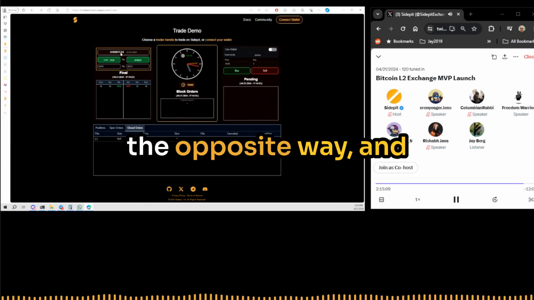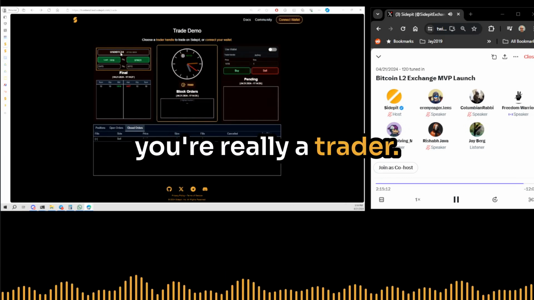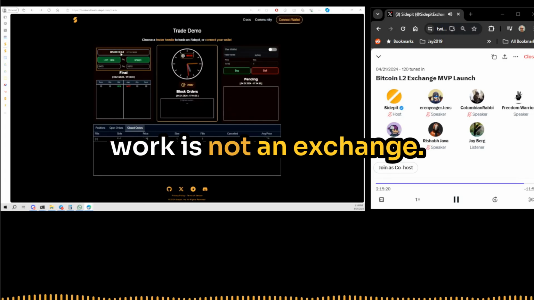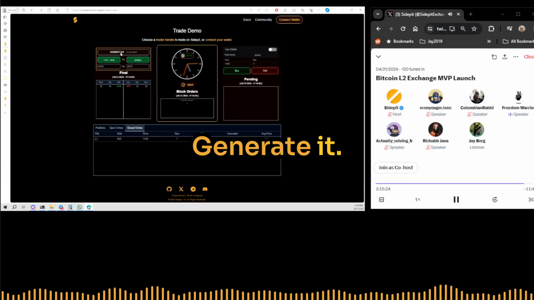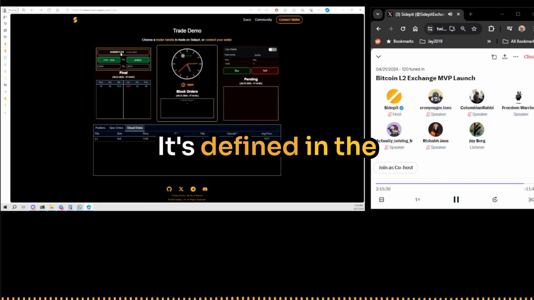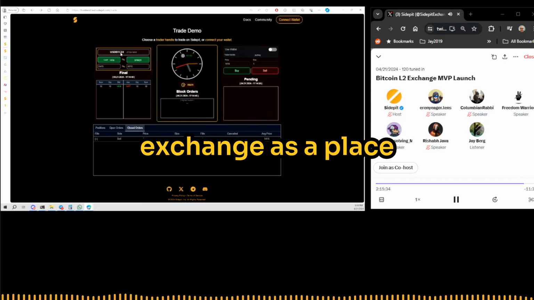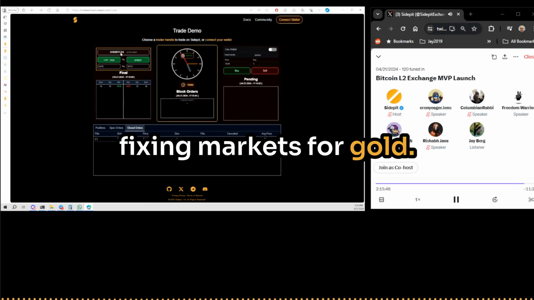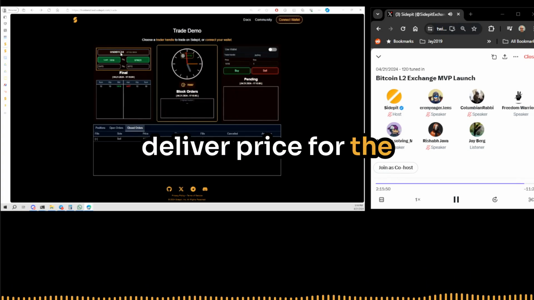So we're just going the opposite way, and we're saying, if you're really professional, you're really a trader, an exchange that requires a price feed to work is not an exchange. An exchange is supposed to deliver price feed to the world. Got it. It's the fundamental number one thing. It's defined by the SEC, and we don't have to like the SEC. They define an exchange as a place for price discovery. It's like the London fixing markets for gold. So we're going to deliver price for the rest of the markets.